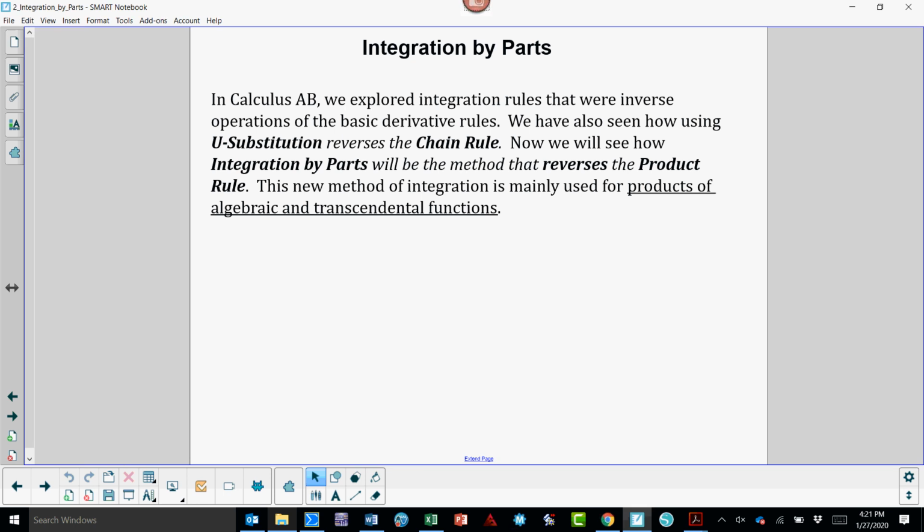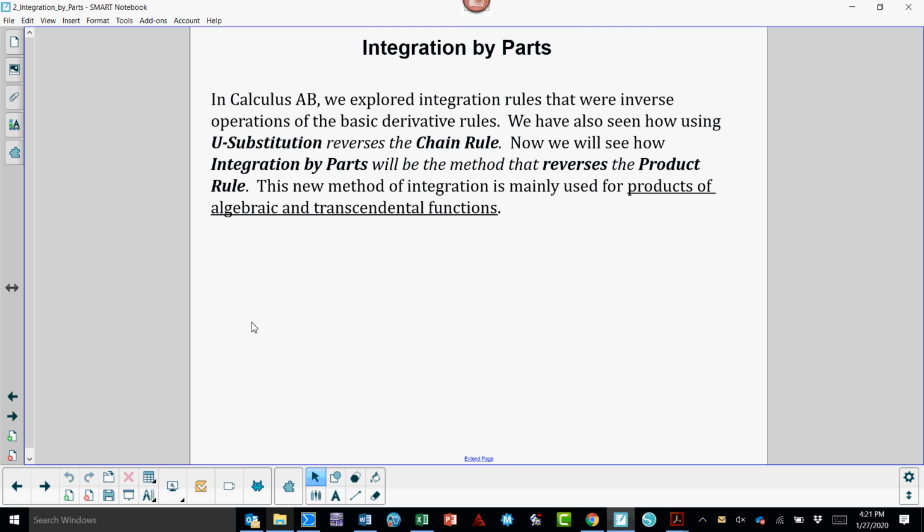Right, so we're going to expand our techniques for doing integration. So we're going to use a rule here that basically kind of reverses the product rule. So use substitution, reverse the chain rule, and this is going to be a method that can kind of reverse the product rule. The key is there is actually not a product rule for integration, okay? But this is kind of the closest thing that we have.